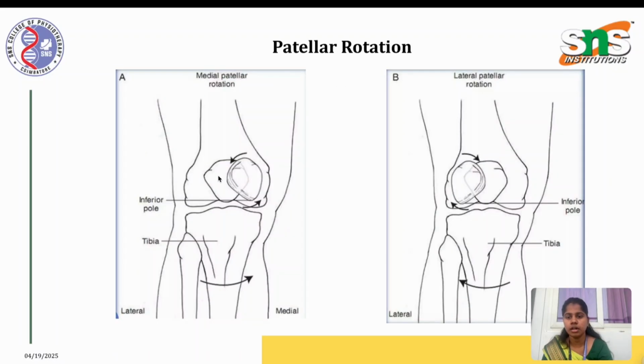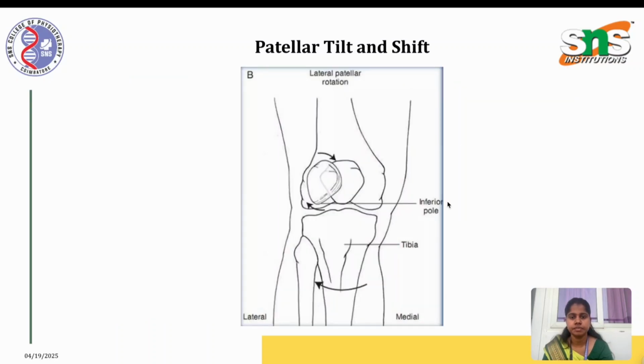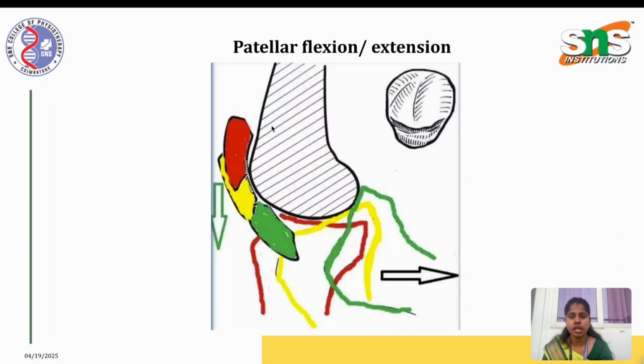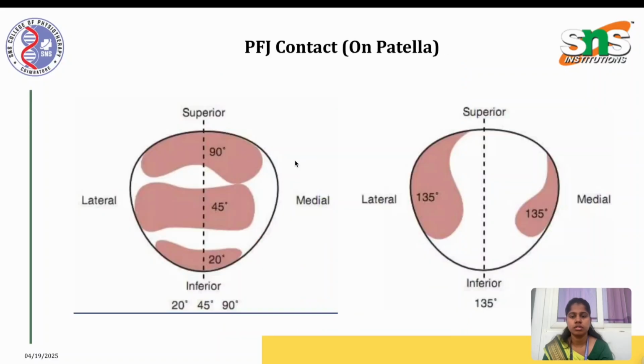Here comes the rotation of the patella. This is the medial patellar rotation, and this is the lateral rotation of the patella. This is patellar tilt and shift to either side, that is lateral and medial. Here comes patellar flexion and extension. This is the picture representation of the superior, inferior, medial and lateral aspects of the patella during the tilt, rotation and shift.